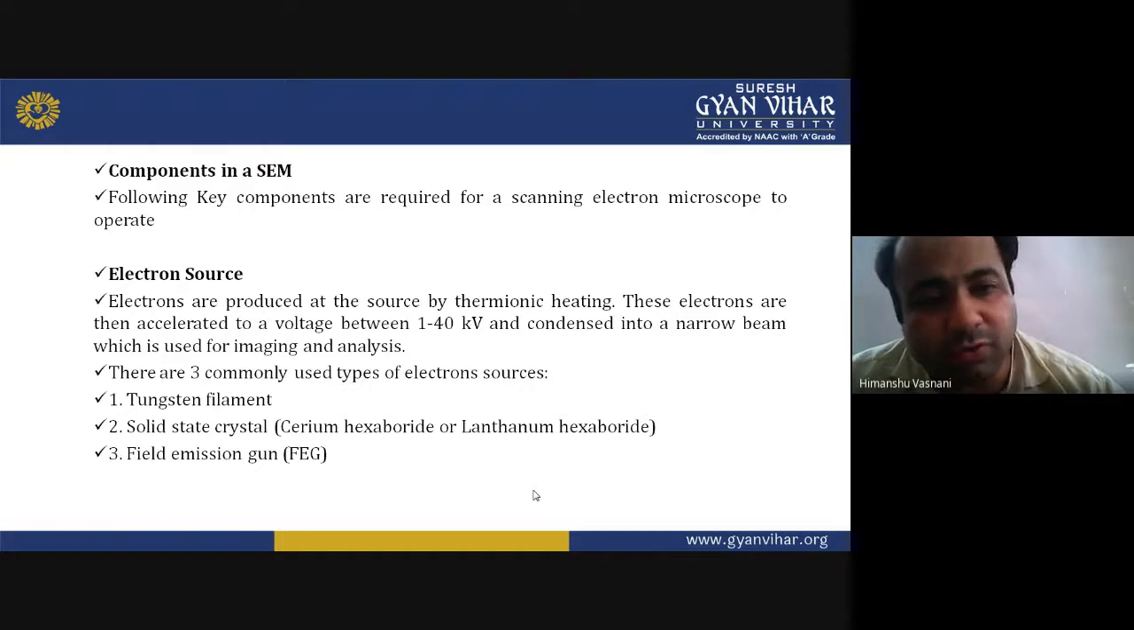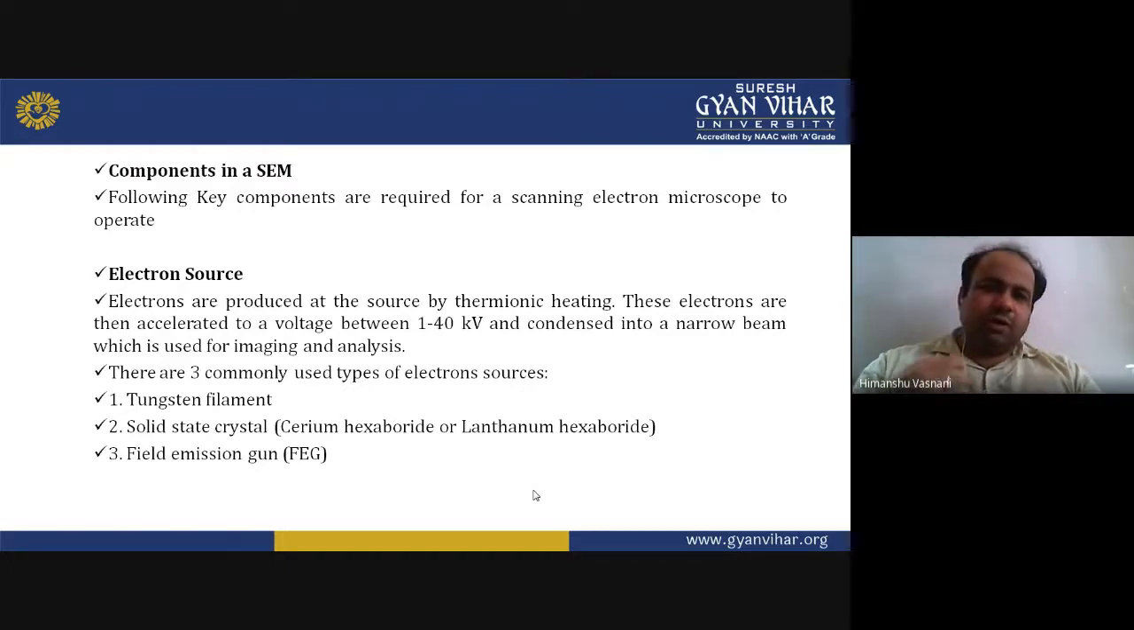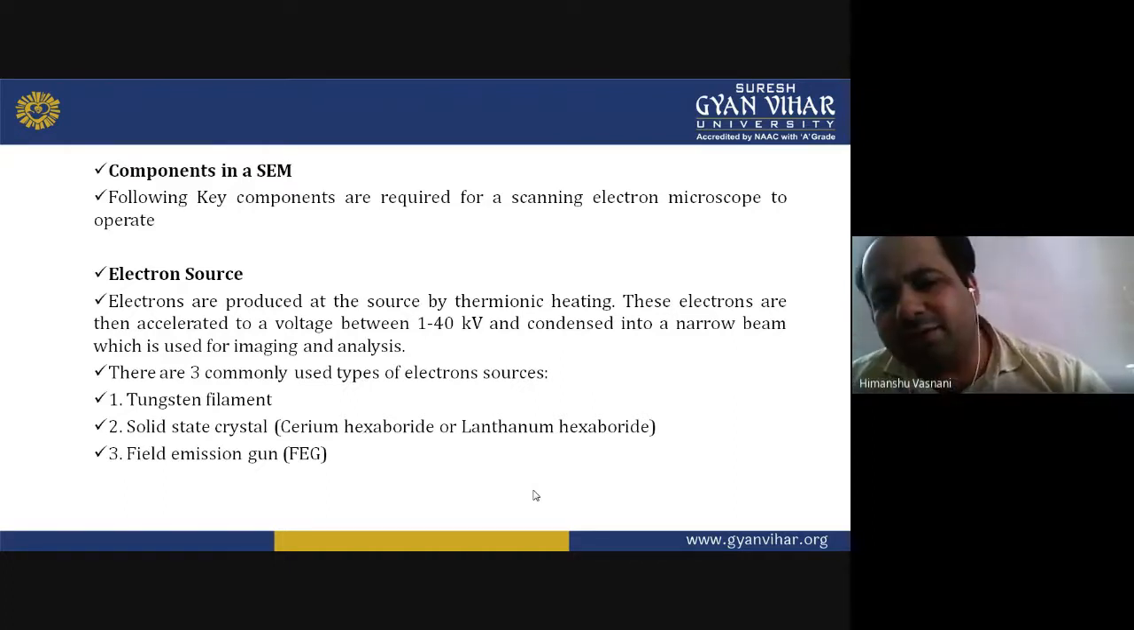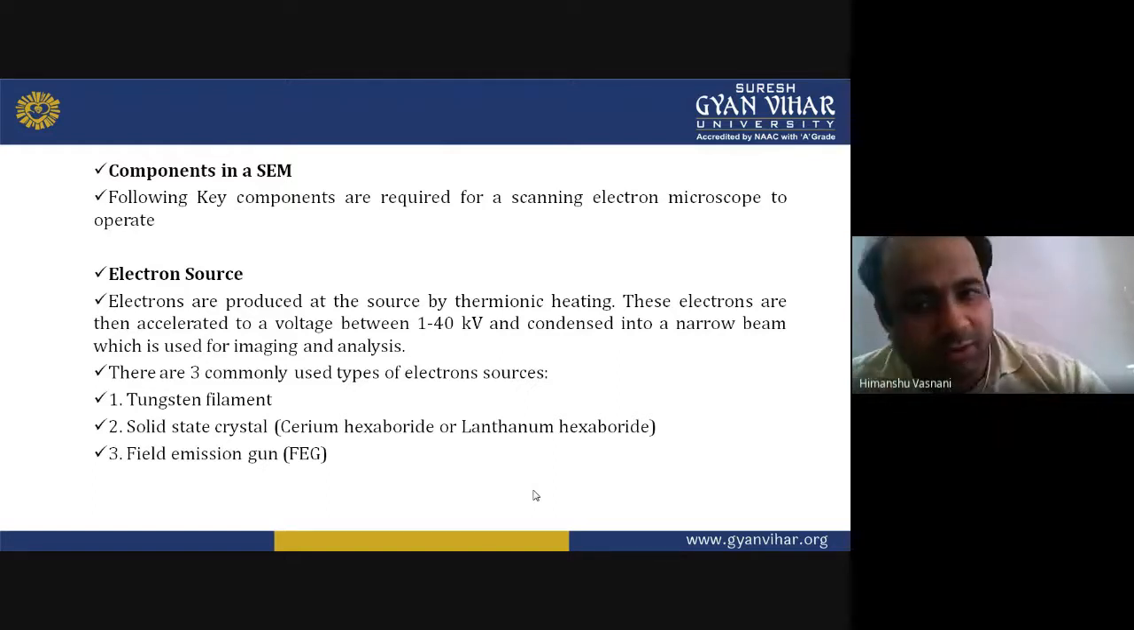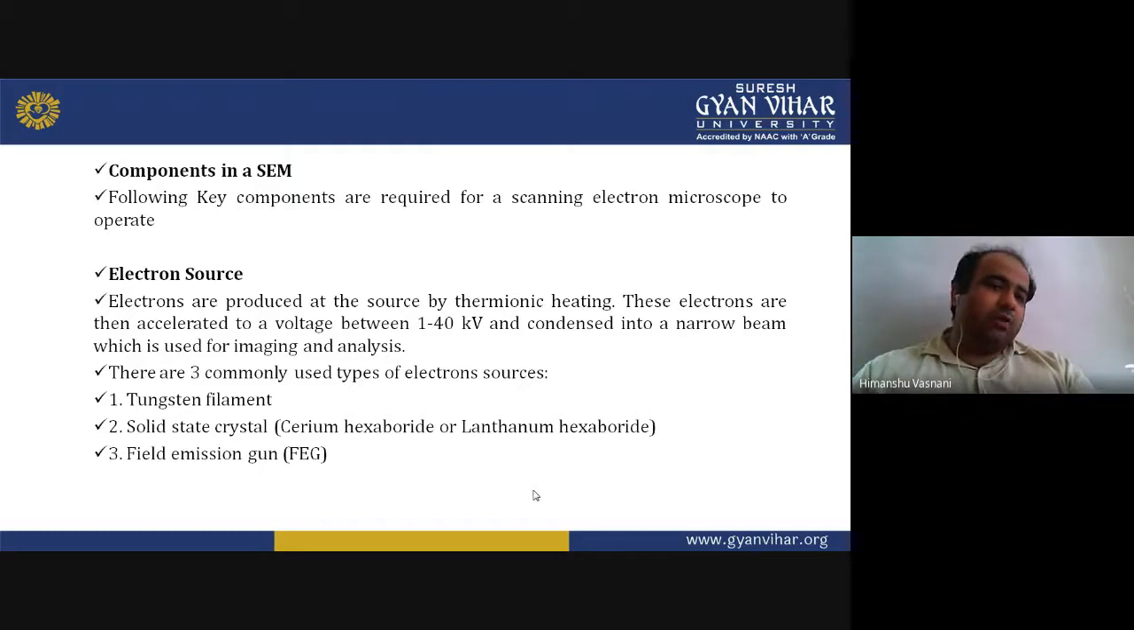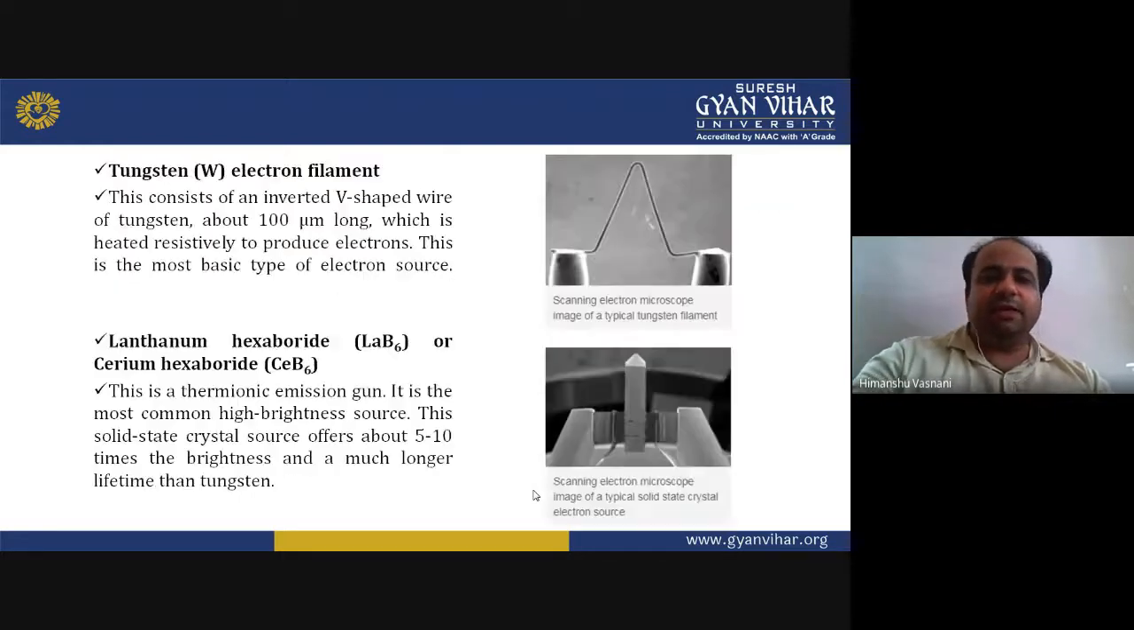So what is the electron source? Electrons are produced by a source of thermionic heating. These electrons are then accelerated to a voltage between 1 to 40 kilovolts and condensed into a narrow beam which is used for imaging analysis. There are three commonly used types of electron sources. First is tungsten filament, second is solid state crystals, maybe cerium hexaboride or lanthanum hexaboride, and third is the field emission gun, known as FEG.